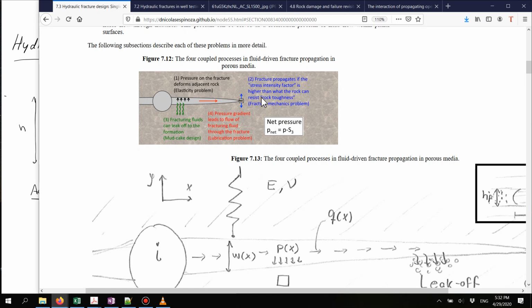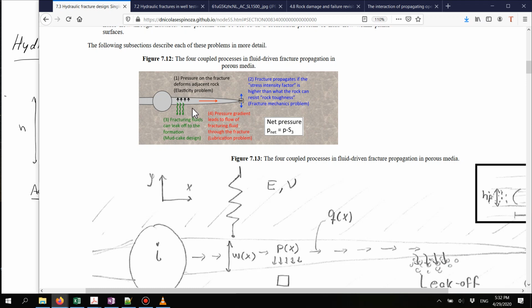Second, in order for this fracture to propagate, we need to create new surfaces so that this fracture can propagate through intact rock. And that's going to depend on the resistance of the rock to fracture, and it's going to be characterized by a property called rock fracture toughness. And we're going to see how we deal with this problem with the theory of fracture mechanics.